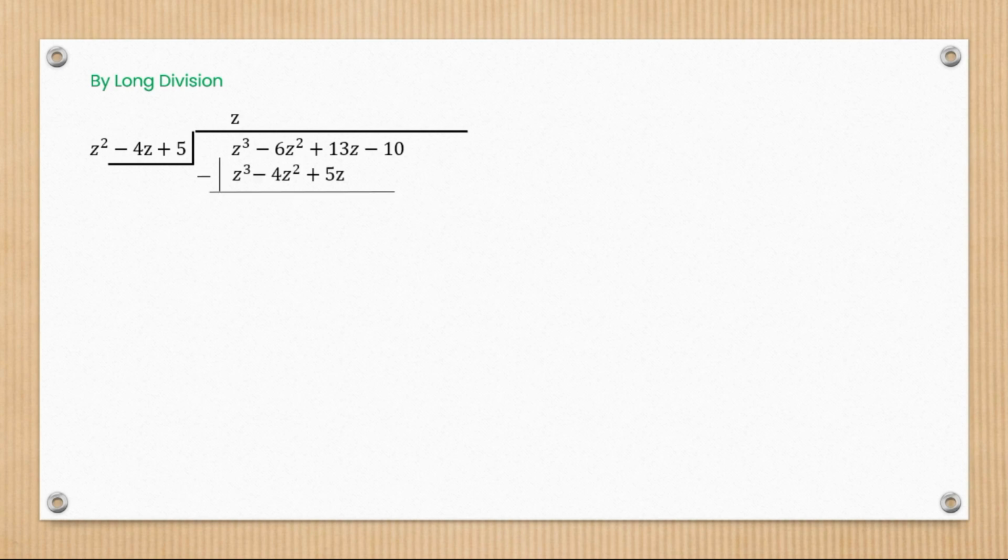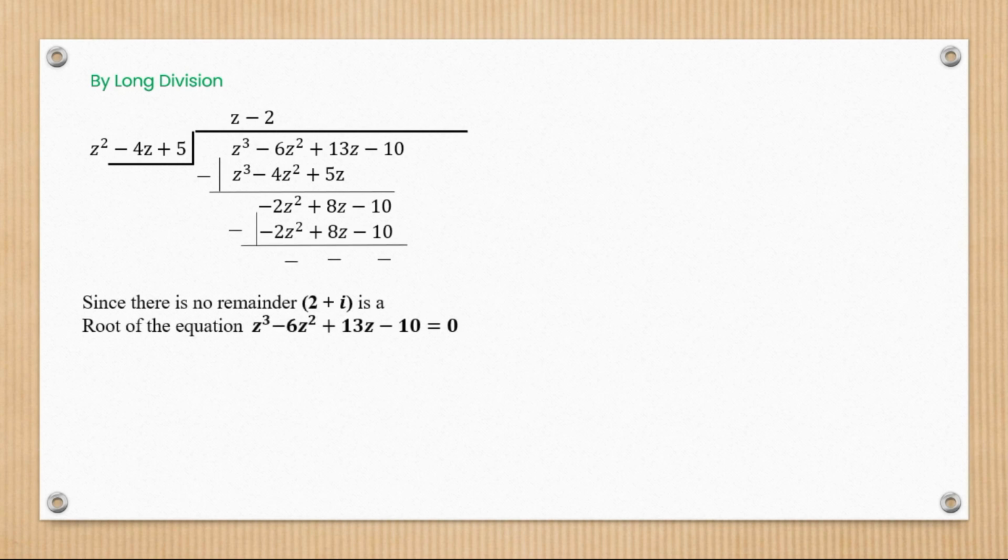So let's use some long division to find the other factor. So using long division, you can see that z cubed divided by z squared is equal to z. So z times the equations on the left, we end up having that. So when you do a subtraction, we end up having negative 2z squared plus 8z minus 10. So negative 2z squared divided by z squared, the answer is negative 2. Negative 2 times the values on the left, we end up having that. So when you do a subtraction, we have no remainder.